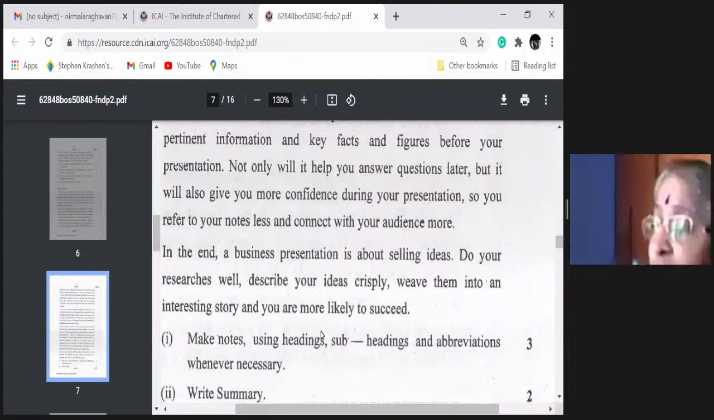One is you must have written the title. You must have identified the key points, the subtopics, and the subtopics. You must have also written the summary. These three things you should have done. You should have indented your notes. These four are important.